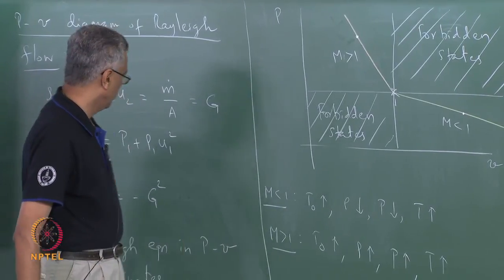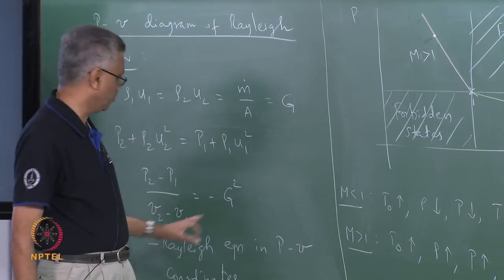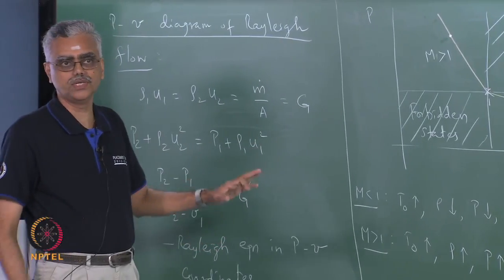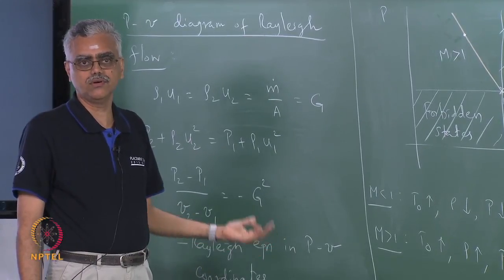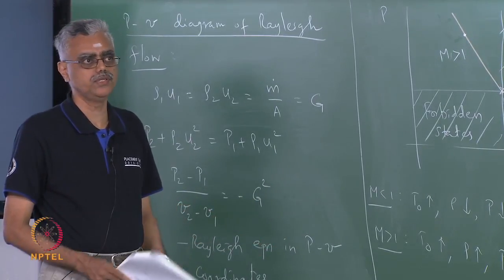The next thing to do is to draw the H line corresponding to flow with heat addition. Once we do that, we can combine the two and come up with the information on a PV diagram, which we will do in the next class.